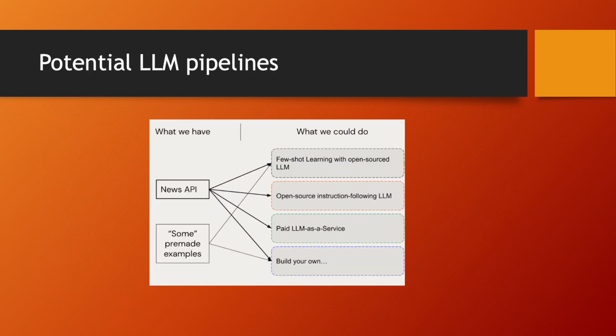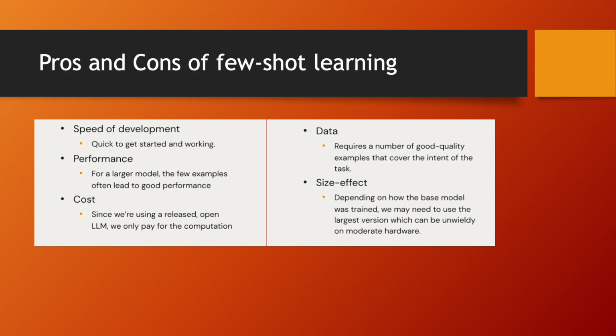So here is a potential pipeline for summarizing news articles. What we have is a news API and some pre-made examples. What we could do is few shot learning with an open source LLM, an open source instruction following LLM, a paid LLM as a service, or build your own LLM. So here are the pros and cons of few shot learning. In pros, we have speed of development, performance, and cost. In cons, we have data and size effect.